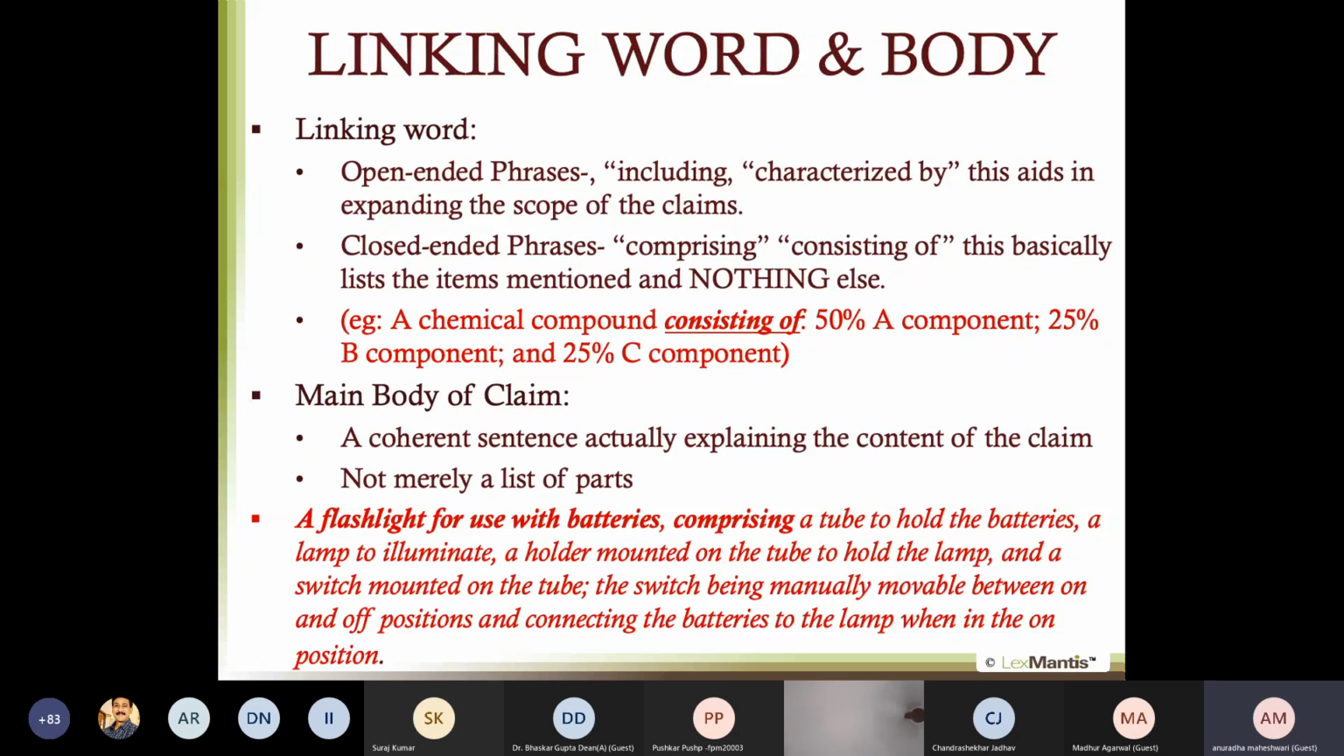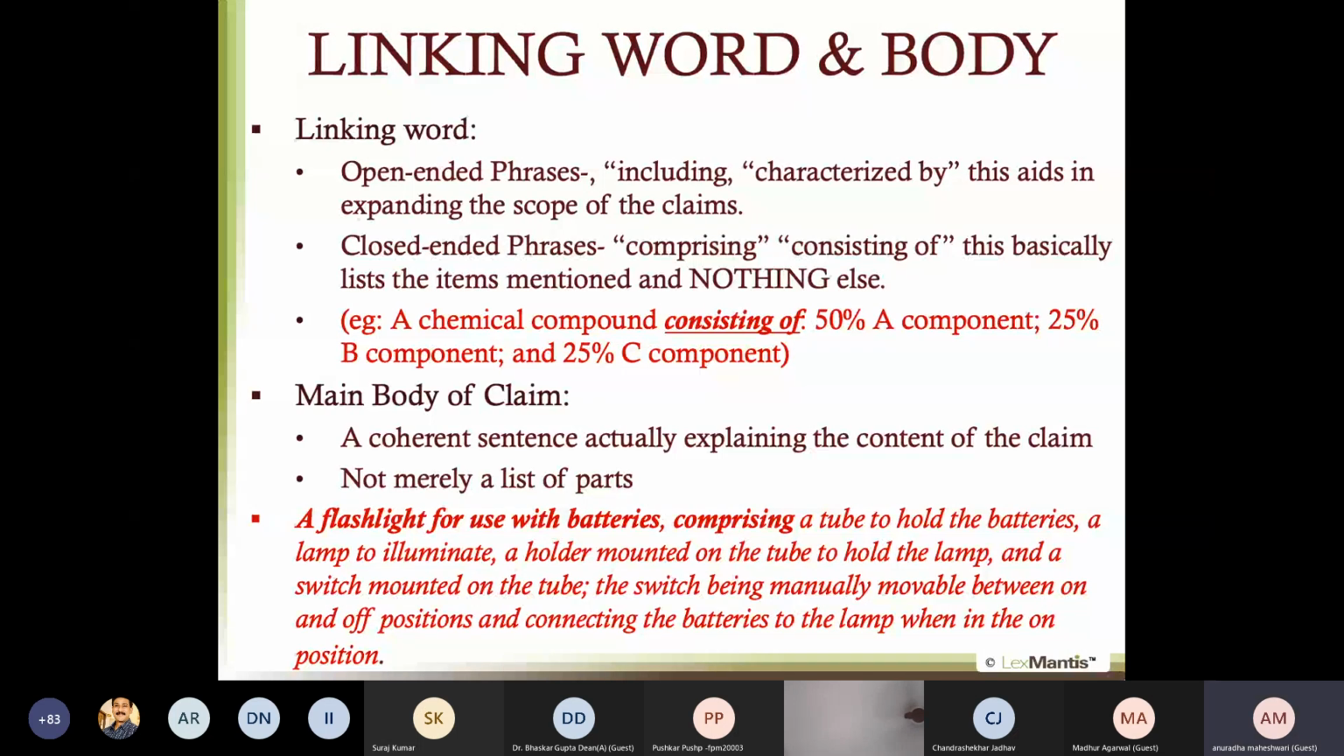This example that I have given over here: a flashlight for use with batteries comprising of a tube to hold the battery, a lamp to illuminate, a holder mounted on the tube to hold the lamp, a switch mounted on the tube, the switch being manually movable between on and off positions and connecting the batteries to the lamp when in the on position. This is the first claim.